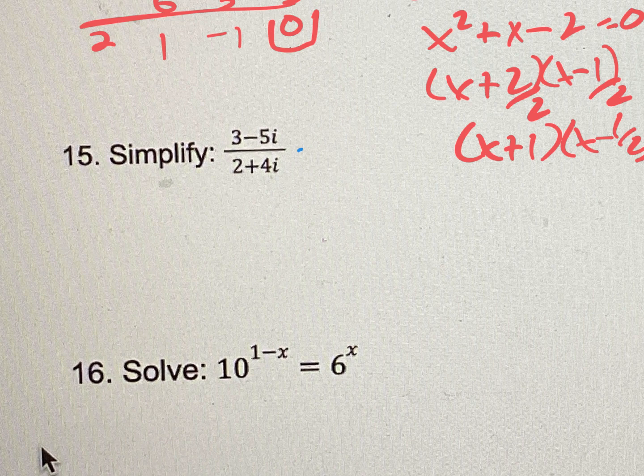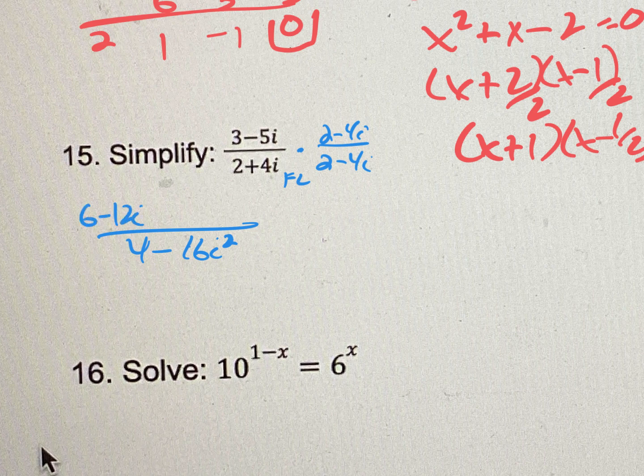Number 15, simplify. Which means multiply by the conjugate. The conjugate of 2 plus 4i is 2 minus 4i. The bottom is going to do FOIL, which is going to be 4 minus 16i squared on my denominator. My numerator, I'm doing FOIL, so I'm doing first, outer, inner, and last.